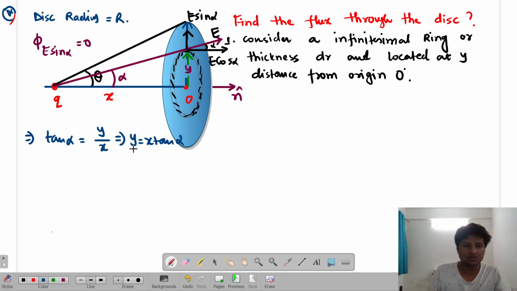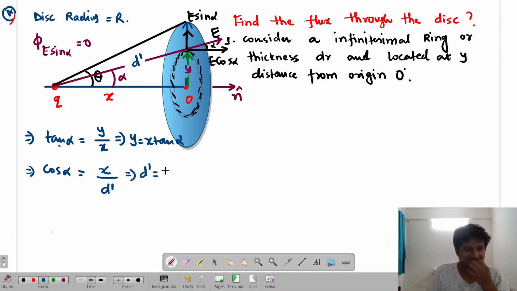Okay. Now second point, if I know my y, I can even know this distance of the ring from the charge or not. Why consider y again? Instead of considering a root, let us just write it in terms of something. I'll call this d dash. So d dash is what? I can write cos alpha as base by hypotenuse, x by d dash. So d dash is nothing but x by cos alpha, which is x into sec alpha.